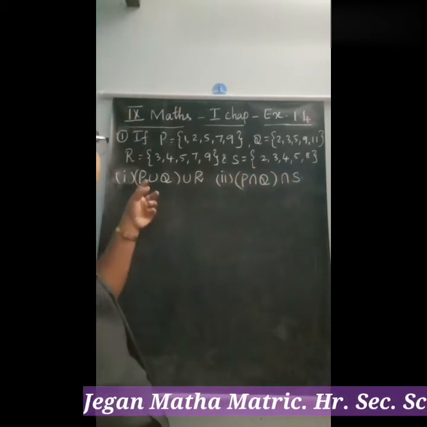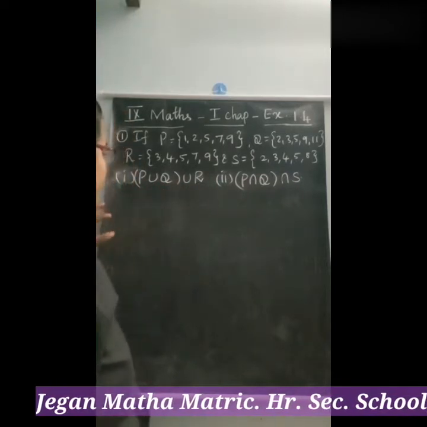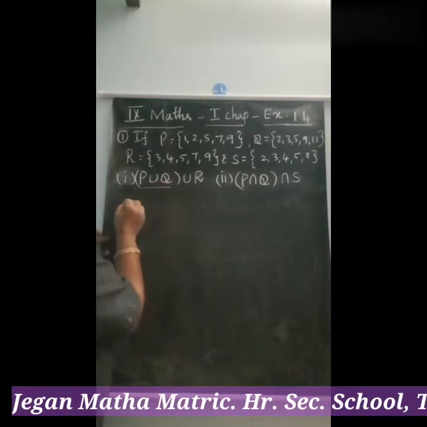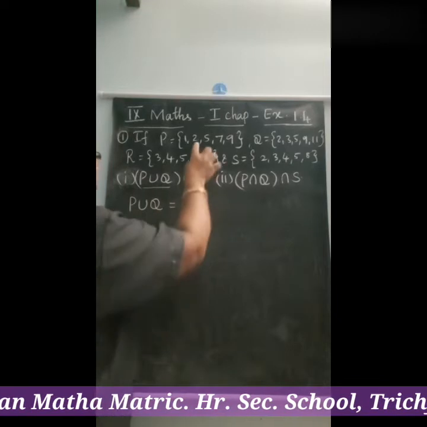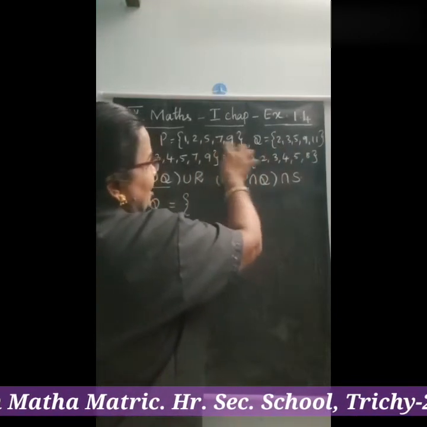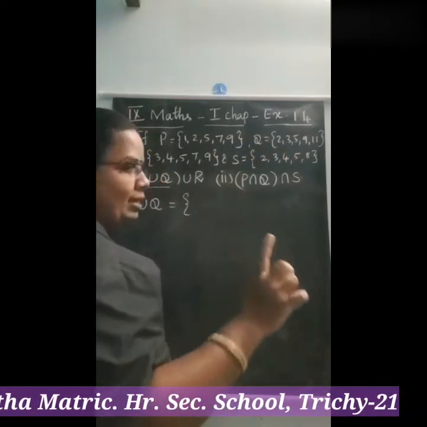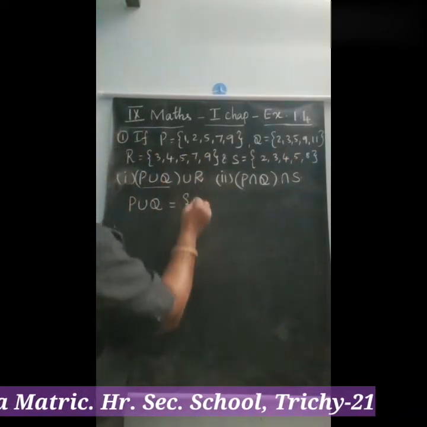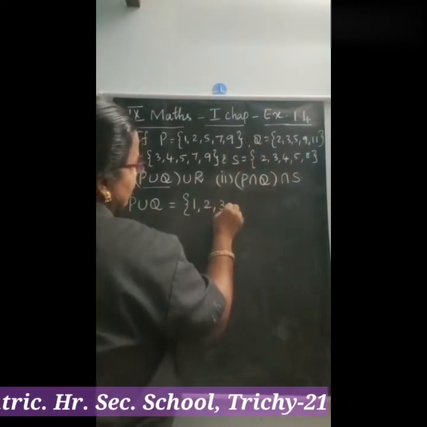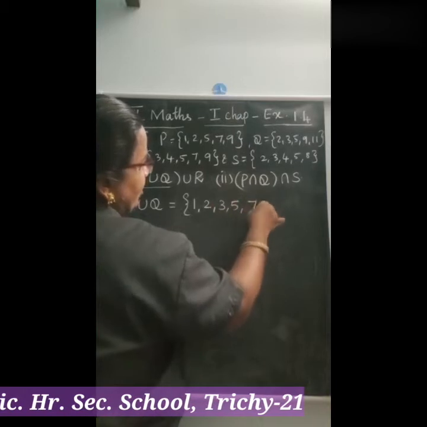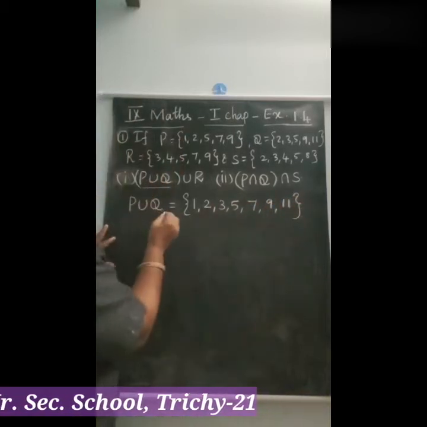And the first question is P union Q union R. So, first you have to find out this bracket form. So, P union Q is equal to, you have to write all the terms in P and Q. If the numbers are repeated, don't write them 2 times, only write 1 time. So, P union Q is 1, 2, 3, 5, 7, 9, 11. This is P union Q.